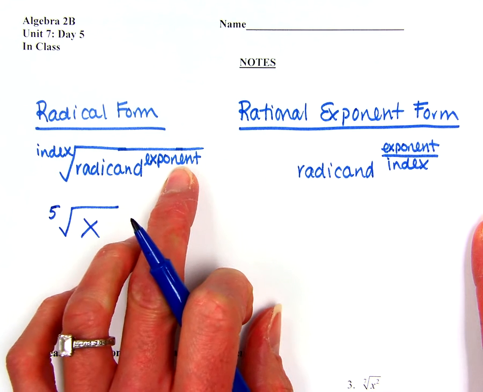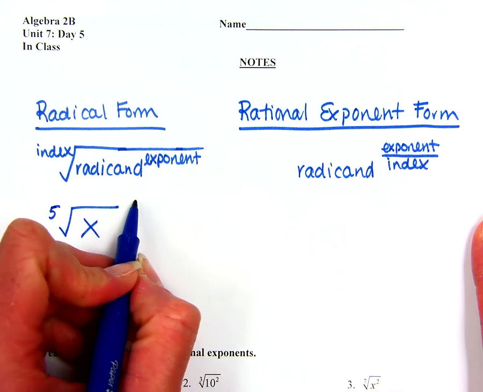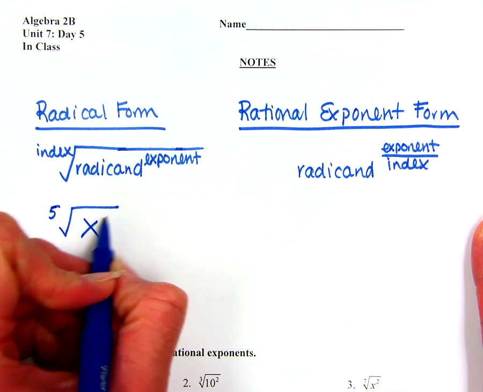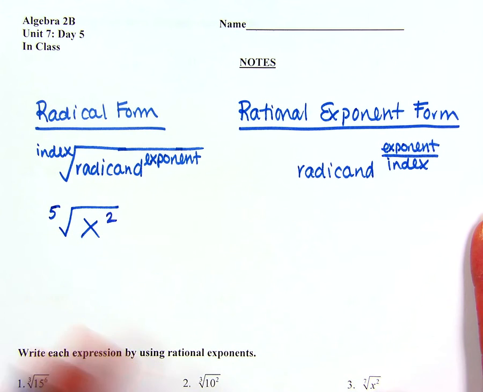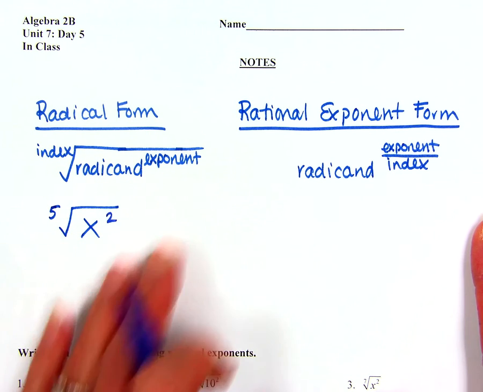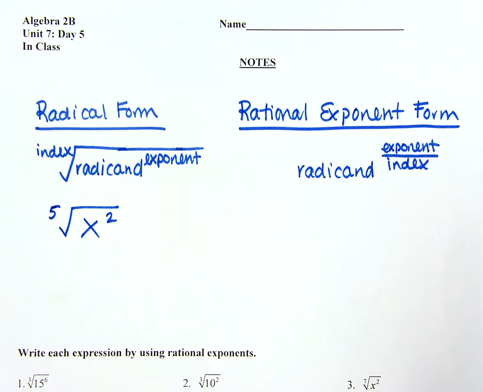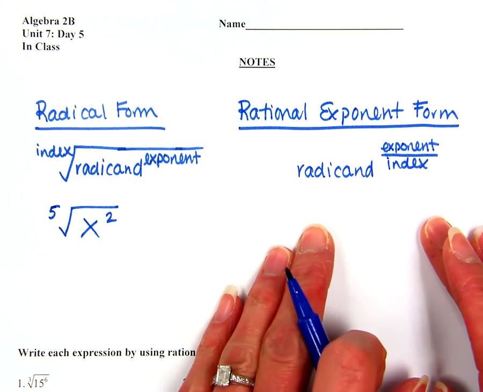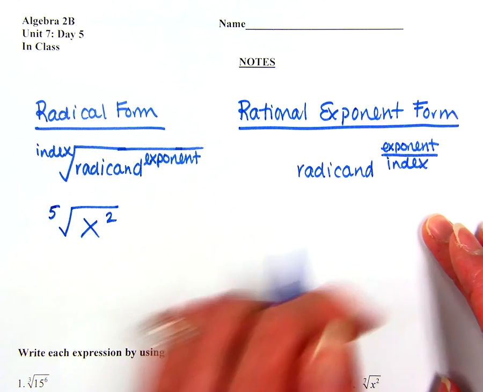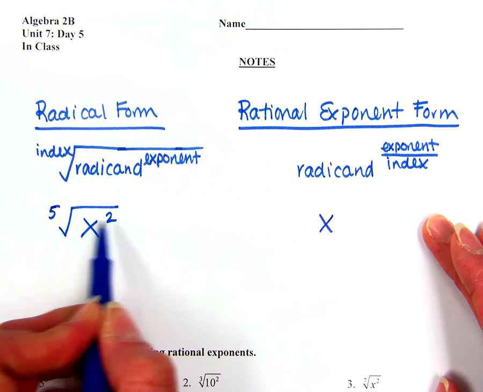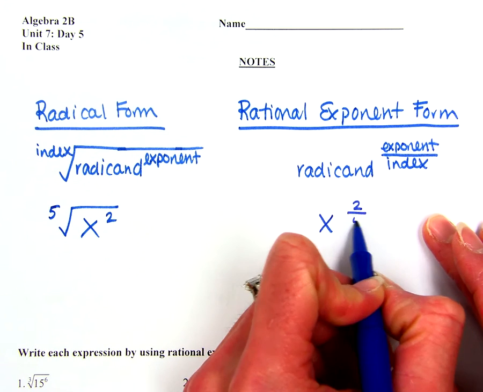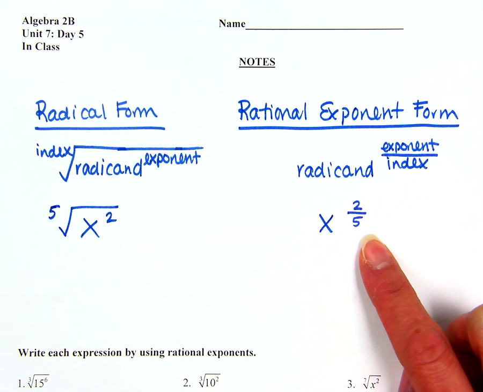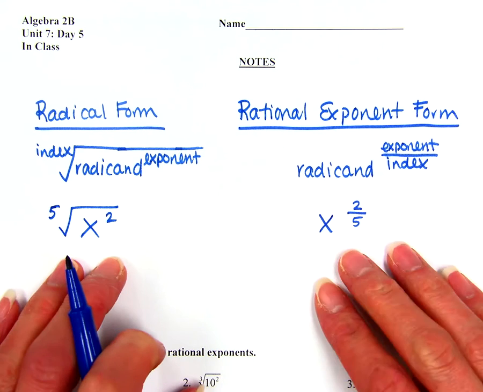So you may see an exponent. It may either be inside here or right outside of the radical. So let's say it's raised to the second power. This is in radical form. If it's got a square root looking thing, then that's a radical. If you want to rewrite it in rational exponent form, your base is still x, and then you just make a fraction out of the 2 and 5. So it's x to the 2/5 power. So these are equivalent to each other.